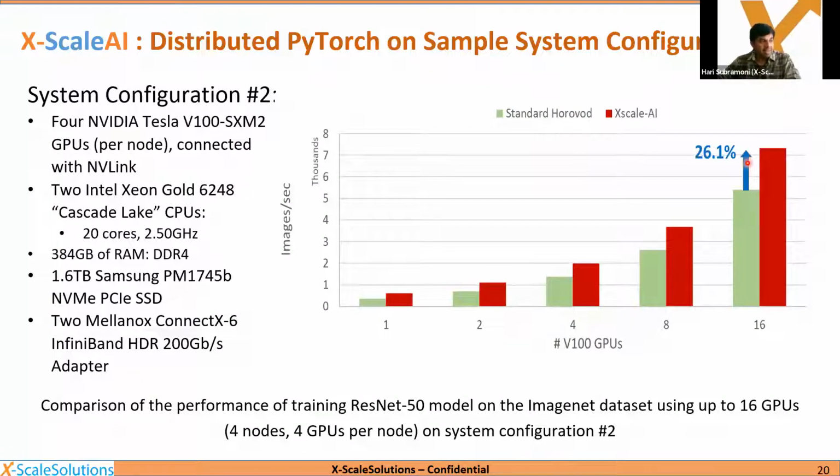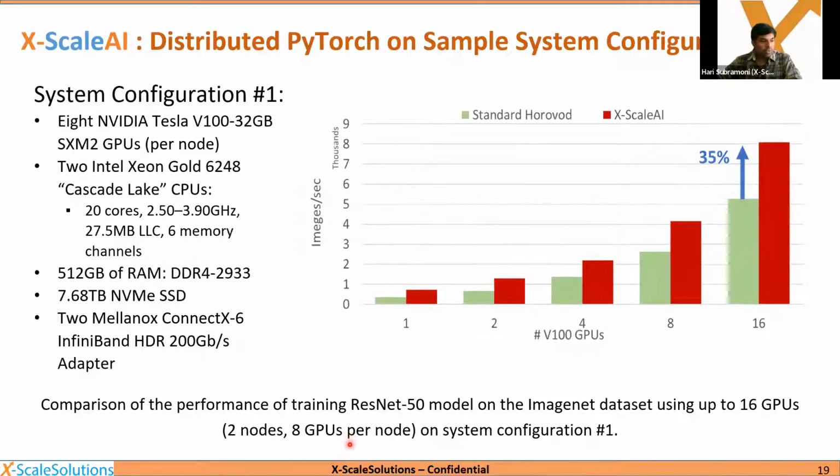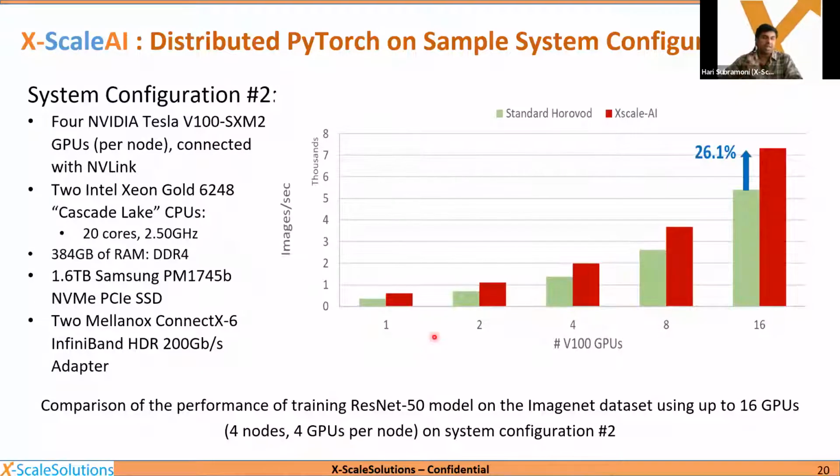Okay. This is another example where we compare the performance of training a ResNet-50 model on the ImageNet dataset using up to 16 GPUs. Here we are using 4 nodes with 4 GPUs per node. In the previous one, we were using 2 nodes with 8 GPUs per node. We are just trying to highlight different configurations representing different deployment scenarios.